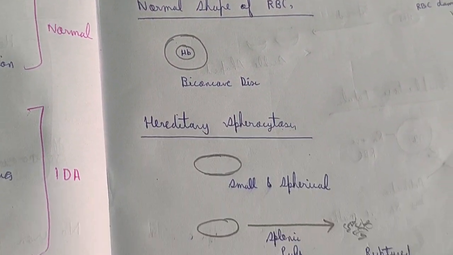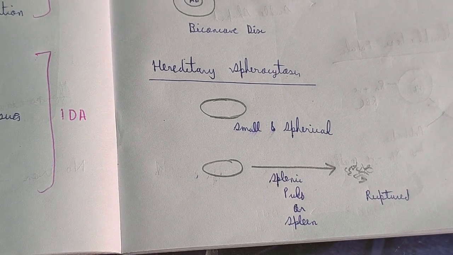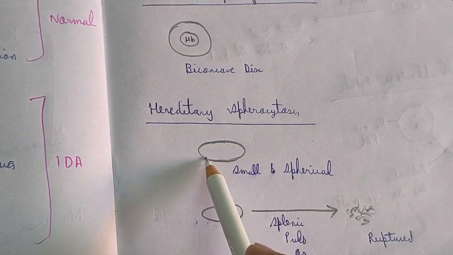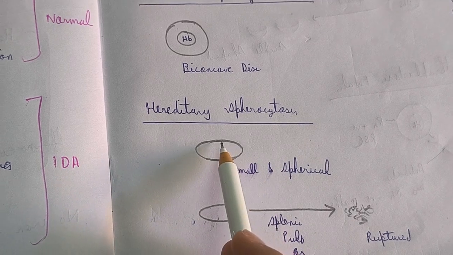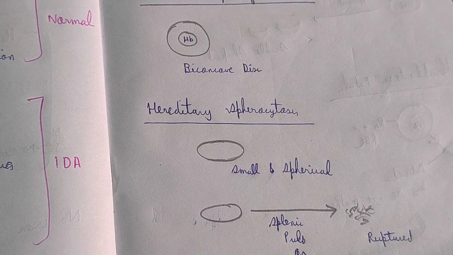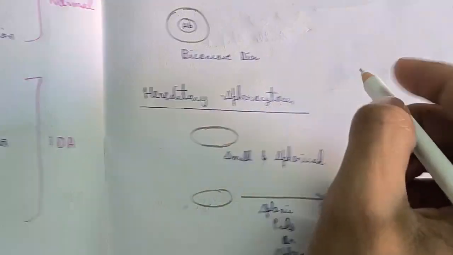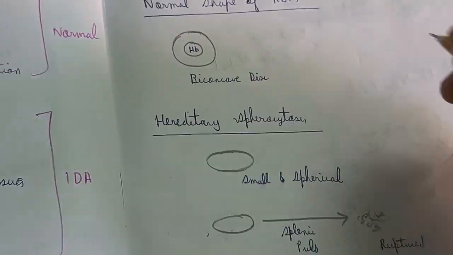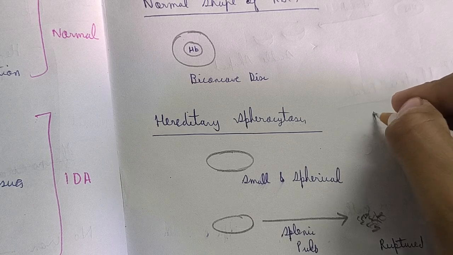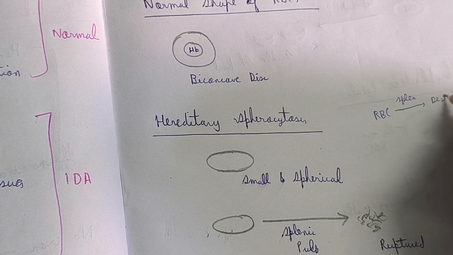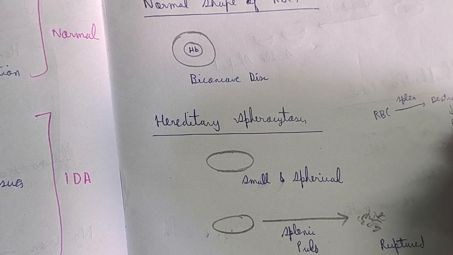Now the first abnormality I am going to explain is hereditary spherocytosis. It is genetic. Here you can see that as compared to normal, the size is reduced, small and spherical. You should also know that when the 120-day lifespan of the RBC has been covered, the RBC is destroyed on passing through the spleen, and on being destroyed it is converted to bilirubin.